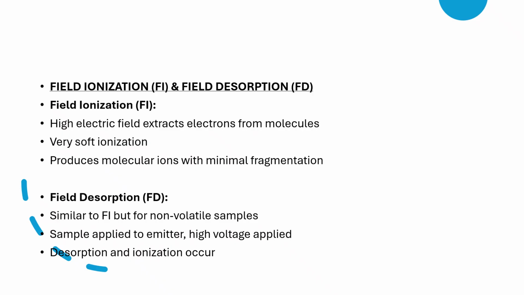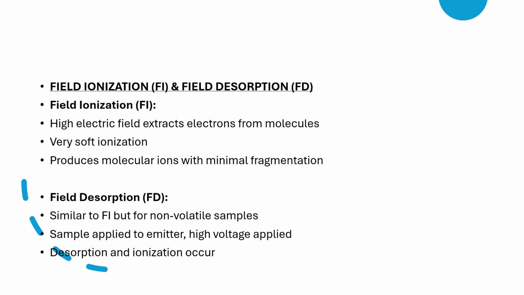Field ionization and field desorption are specialized techniques that use very high electric fields. In field ionization, the electric field is so strong, it literally pulls electrons out of the molecules. It's extremely soft, producing almost exclusively molecular ions with very little fragmentation.